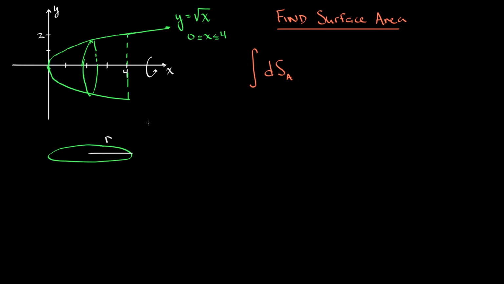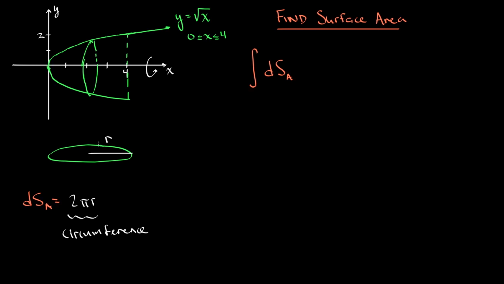Here, again, we're not finding volume. So instead of finding the area of this slice here, we're actually going to calculate the circumference. So again, we're after these little pieces of surface area, and we said first we want to get the circumference of this. So this is 2 pi r. That's our circumference.